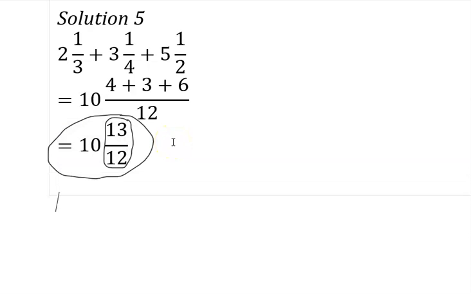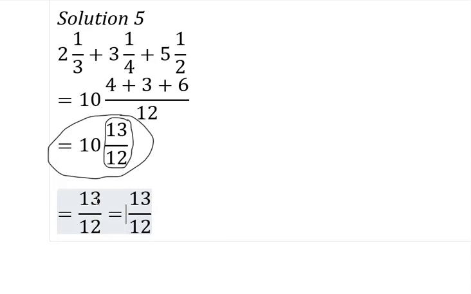Okay. Let's see. This 13 over 12 now, we need to change it to a mixed fraction. Now, how many times will 12 go in 13? Just one time, just once. So 13 minus 12 will give us what? 1. By implication, it means we have converted this 13 over 12 to a mixed fraction, which is 1 over 12. So if we say 12 times 1 will give us 12 plus 1, that's 13 over 12.